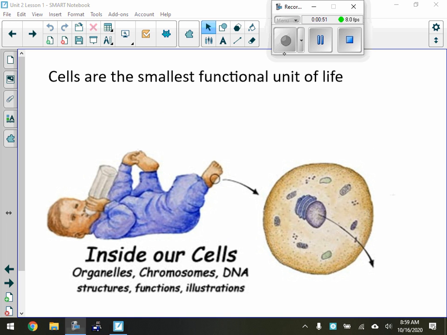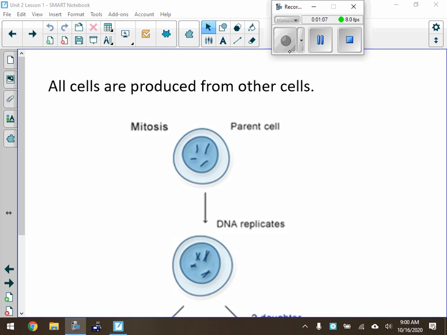Cells are the smallest functional unit of life. Inside our cells, we have things like organelles, which we're going to look at some of those, chromosomes, DNA, structures, functions, illustrations. And the last one is all cells are produced from other cells.